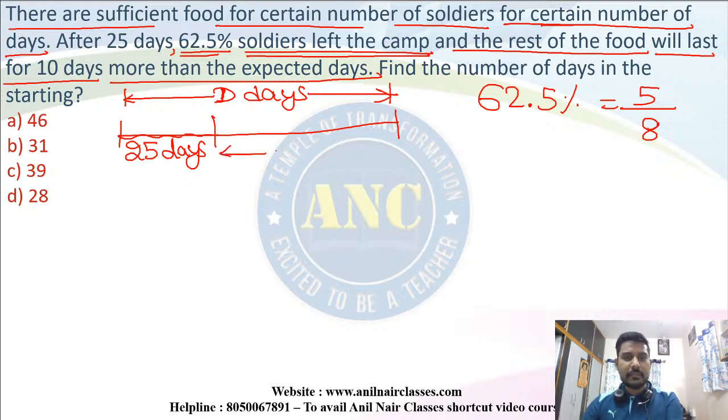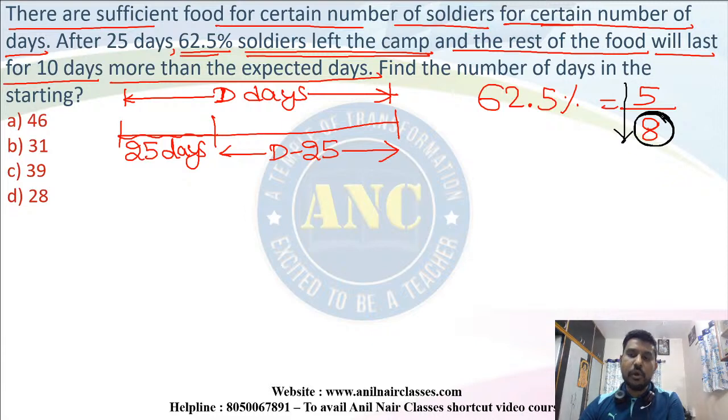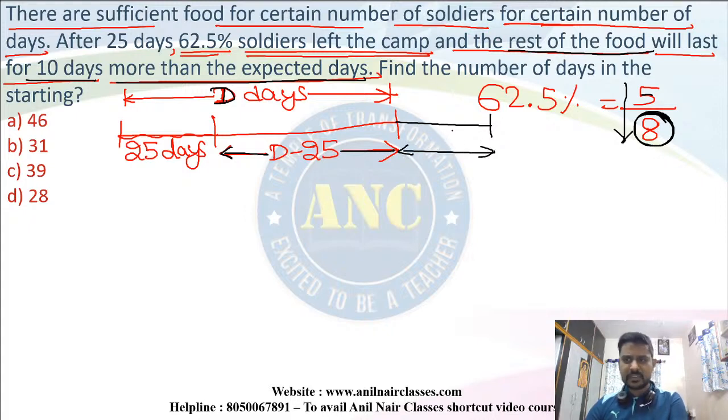So, can I say that out of D days, 25 days is already done. The remaining number of days is D minus 25, right? And the question also says 5/8 of the people left the camp. That means if there were 8 soldiers eating initially, out of that 8, 5 soldiers left, and only 3 are there right now. Earlier the remaining food would have been completed in D minus 25 days, but because 5 out of 8 left, it takes 10 days more for the entire food to be completed.